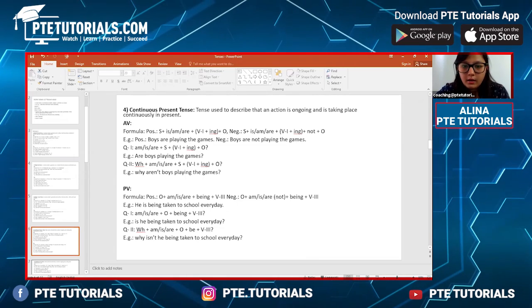Why are and when are boys playing the games? This can be the format for question two. So WH plus M is A plus subject plus verb 1 plus ing plus object. This is basically for the active voice.